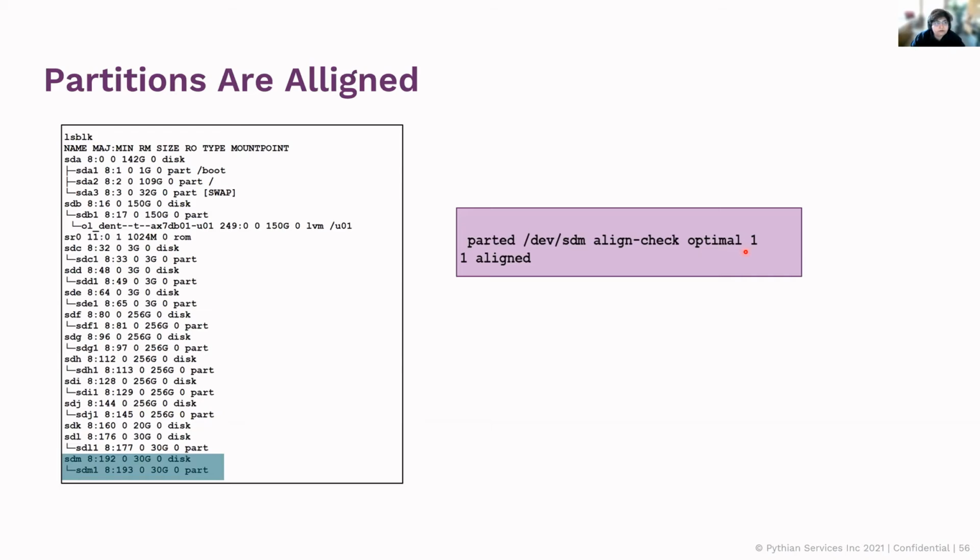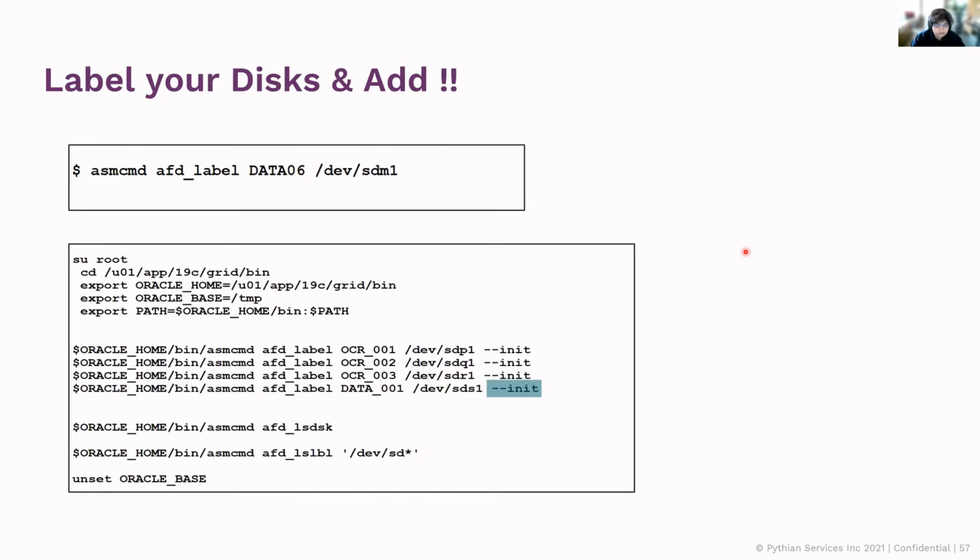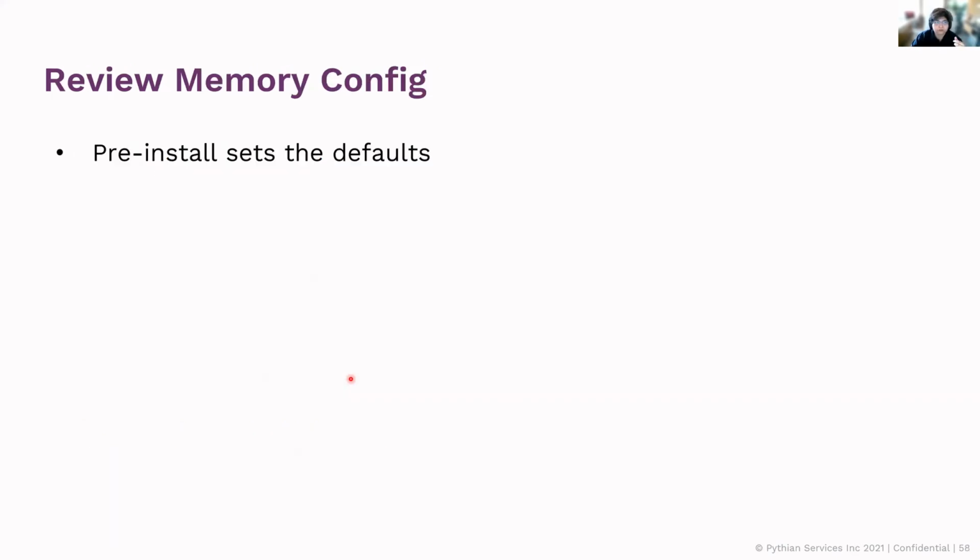And once you've identified it, label your disks. You can label your disks, and in a new installation, it's a bit different. You need to use the init option. You use this option just to initialize your disks because your installation has not yet been done. So this is just a syntax quirk that you need to be careful about.